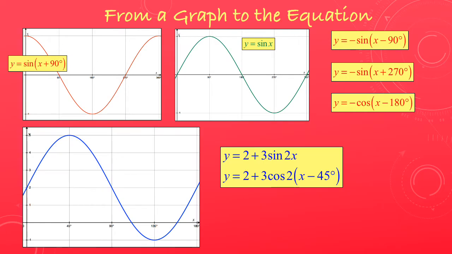For instance, let's look at the equation we just worked on the previous page. We found that this equation was y is equal to 2 plus 3 sine of 2x. We called this a sine curve because it started in the middle. However, sometimes it is more convenient to think of this as a cosine curve that has been shifted. In this case, it has been shifted 45 degrees to the right. And therefore, we can also describe this curve as 2 plus 3 cosine 2 quantity x minus 45 degrees.